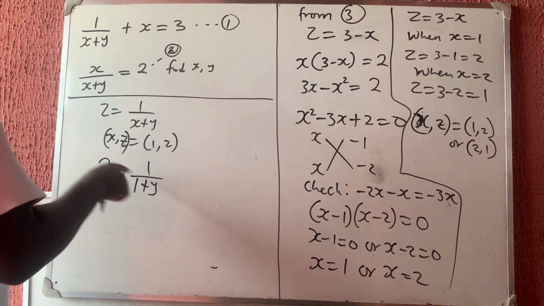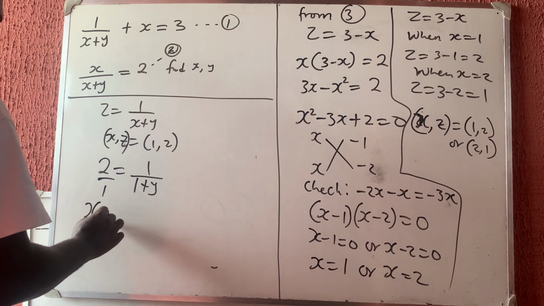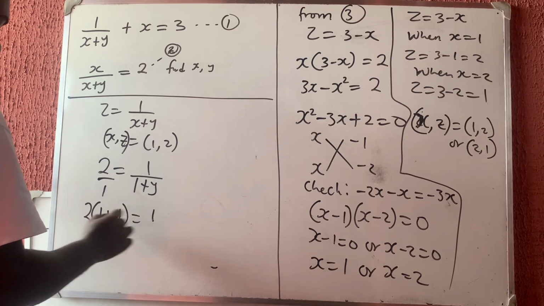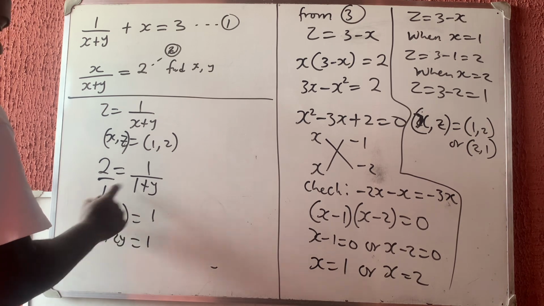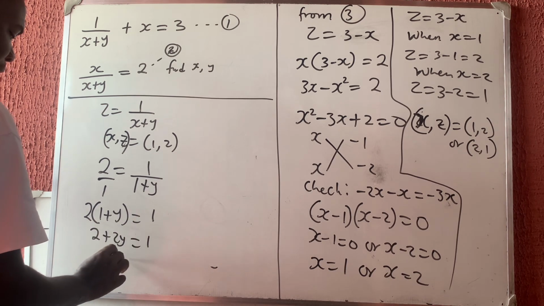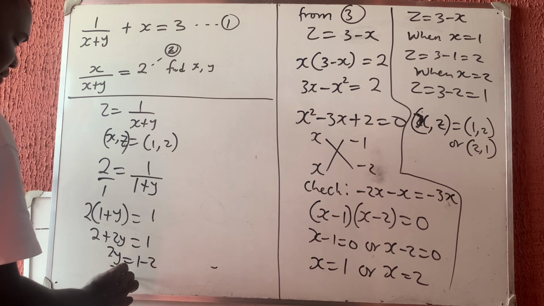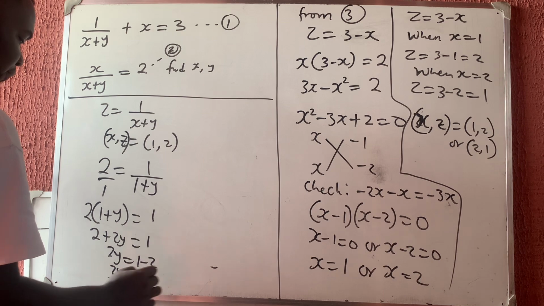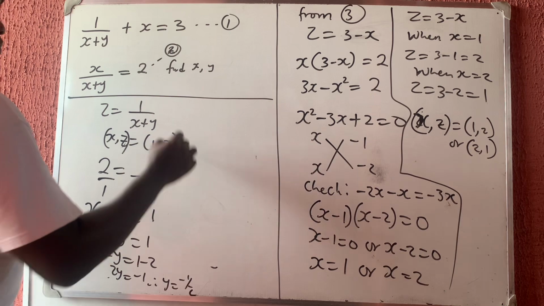So if you cross multiply now, you're going to have that 2 into 1 plus y is equal to 1. So I have that 2 plus 2y is equal to 1. So this 2 coming here, I'm going to have that 2y is equal to 1 minus 2. So 2y is equal to minus 1. Therefore, y is equal to minus 1 over 2. Okay?